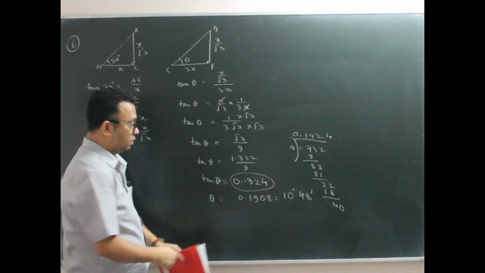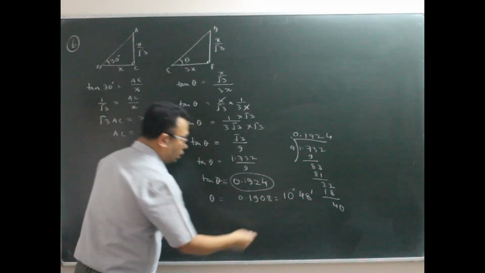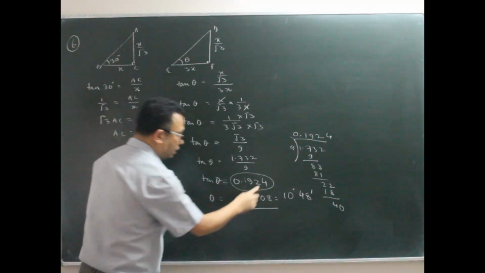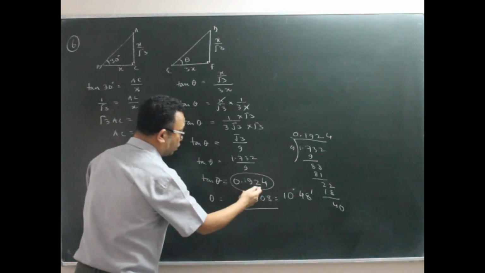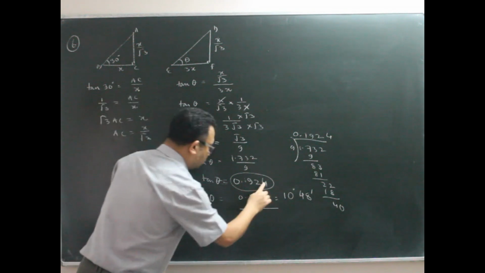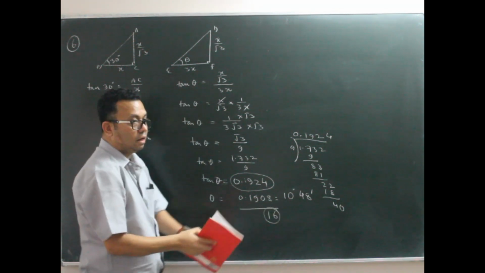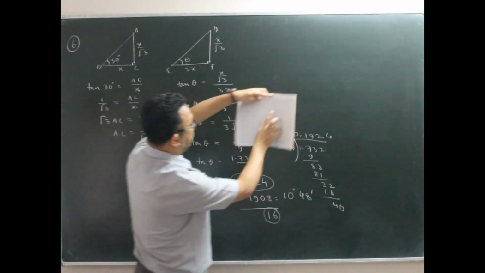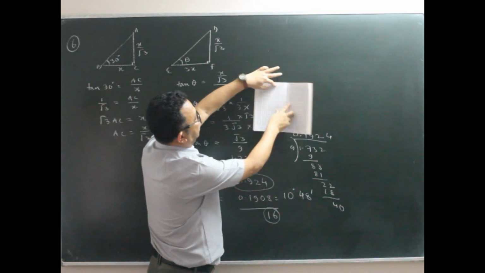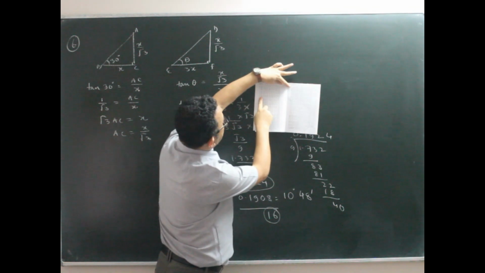But again you may say, sir, the value is this, not this. So now again what will we do? Let's subtract. Now I'm going to subtract 1924 minus 1908, and I get 16. Now this 16 is what I have to search in that 10 degree line.